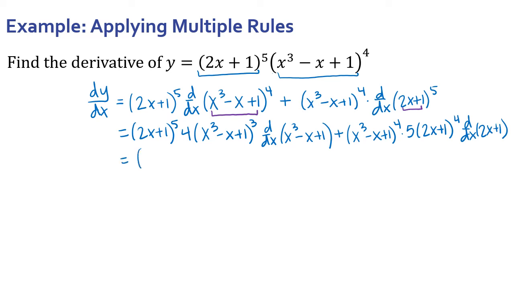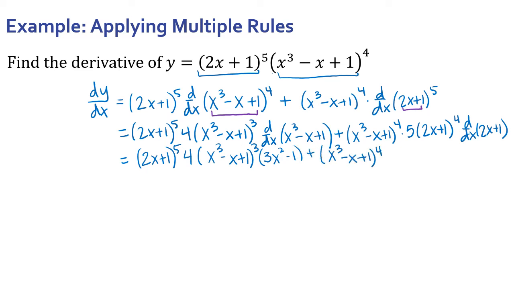When I simplify this out, this gives me the quantity 2x plus 1 to the 5th power times 4 times x cubed minus x plus 1 to the 3rd power times the quantity 3x squared minus 1, plus the quantity x cubed minus x plus 1 to the 4th power times 5 times 2x plus 1 to the 4th power times the derivative of the quantity 2x plus 1, which is just 2. At this point, you can actually keep it like this and put it into MyOpenMath, and it will count it as correct. You can continue to simplify if you would like to as well.